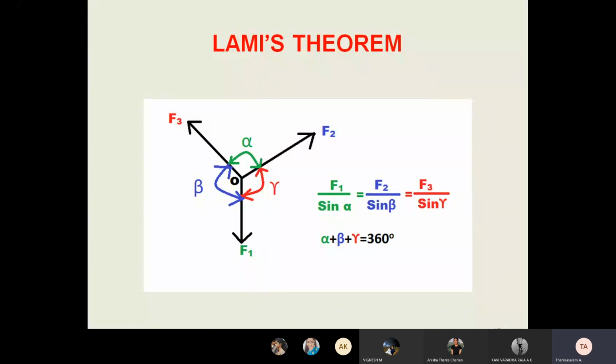See here, I have marked three forces acting at O. F1 has the angle between the other two forces, alpha. F2, the angle between F1 and F3, is beta. F3, the angle between F1 and F2, is gamma. As per the law, F1 divided by sine of the opposite angle alpha, F2 divided by sine beta, F3 divided by sine gamma. We know alpha plus beta plus gamma equals 360, because a circle is 360 degrees.